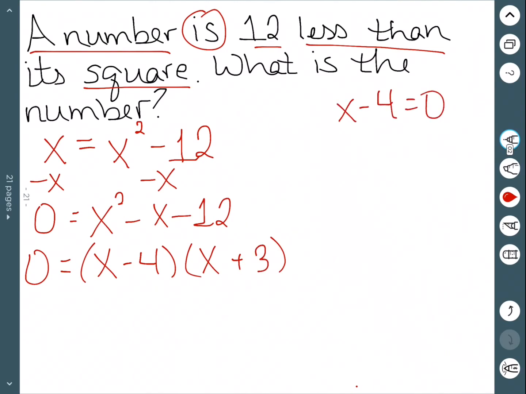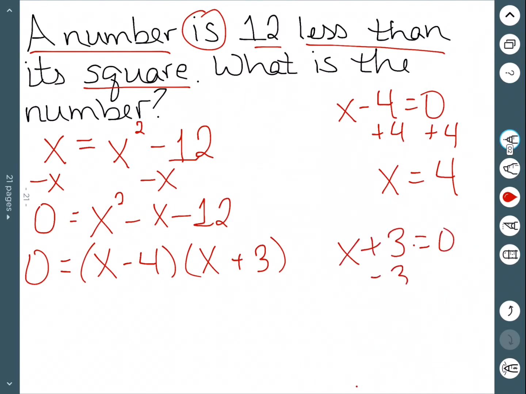Now I have x minus 4 is 0. Adding 4 to both sides gives me x equal to 4. I also have x plus 3 equal to 0. And subtracting 3 from both sides gives me x equal to negative 3.